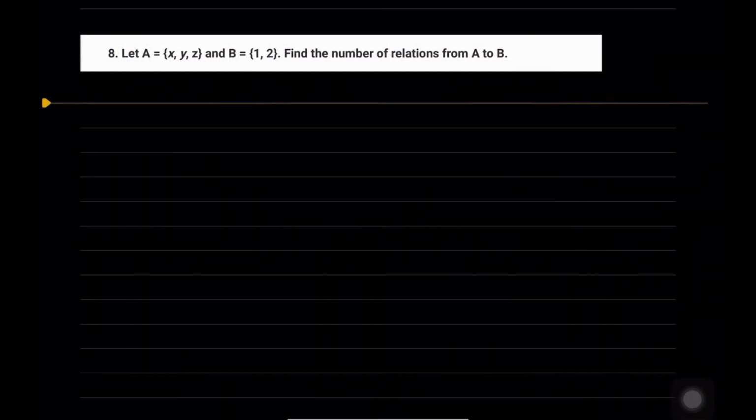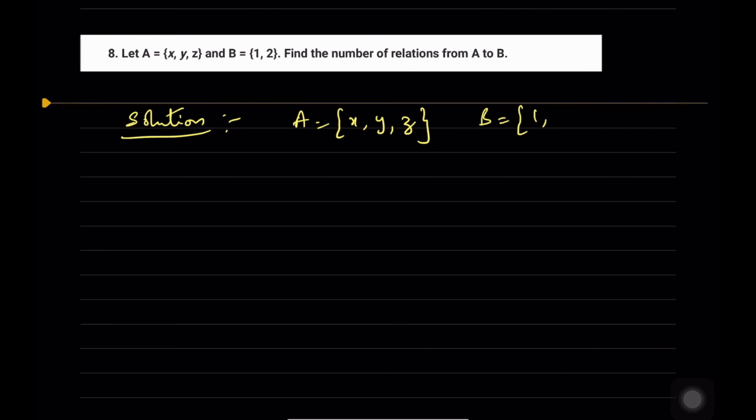So what's the 8th problem? Let's see. Let A be equal to x, y, z and B be equal to 1, 2. Find the number of relations from A to B. So we have to find out what all the relations are. In order to find out, we'll write down the solution. Given to us that A is equal to x, y, z and B is equal to 1, 2. Now what is A cross B?